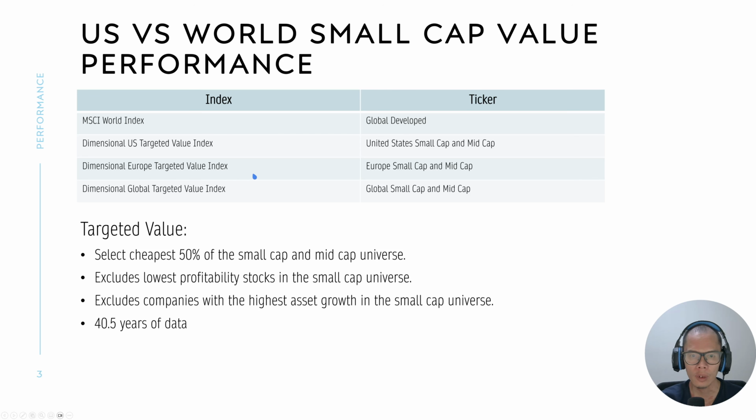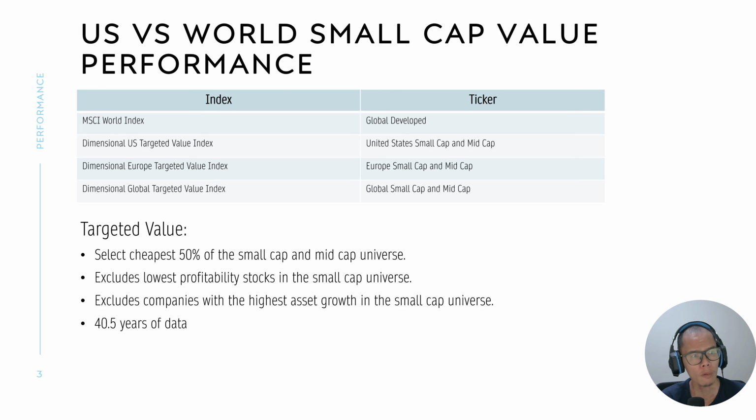So the Targeted Value Index, research index. Basically, what Dimensional wants to do is select the cheapest, I think, X percentage of small cap and mid cap stocks in their universe. In this case, it's about 50% of the smaller companies. So you can imagine you have this one list of companies. They want to select the cheapest ones. And out of these, they want to exclude the lowest profitability stocks in the small cap universe, and exclude the companies with the highest asset growth in the small cap universe. So why do they exclude the lowest profitability and the highest asset growth?